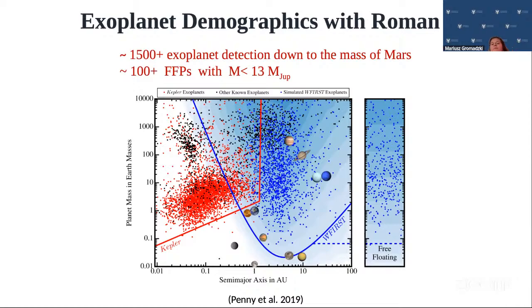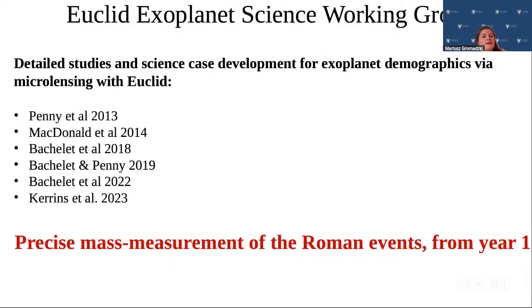And Roman will be able to conduct follow-up observations of the microlensing events that it has observed, but it won't be able to follow them all. So it has been shown that another way to increase the number of exoplanet events with precise mass and distance measurements is to use Euclid.